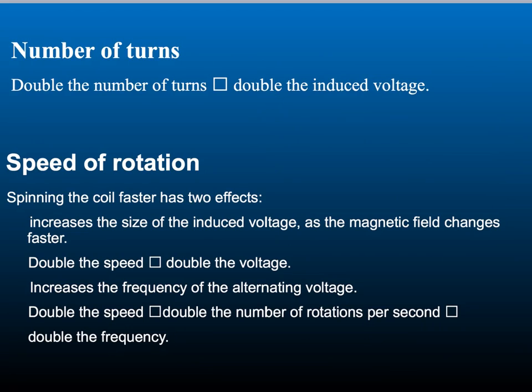Spinning the coil faster has got more than one effect. The first one, it increases the size of the induced voltage as the magnetic field changes faster. If you double the speed of the rotation, you double the voltage. It also increases the frequency of the alternating voltage. So if you double the speed, you double the number of rotations per second, so you double the frequency, or you double the number of times it changes backwards and forth every second.